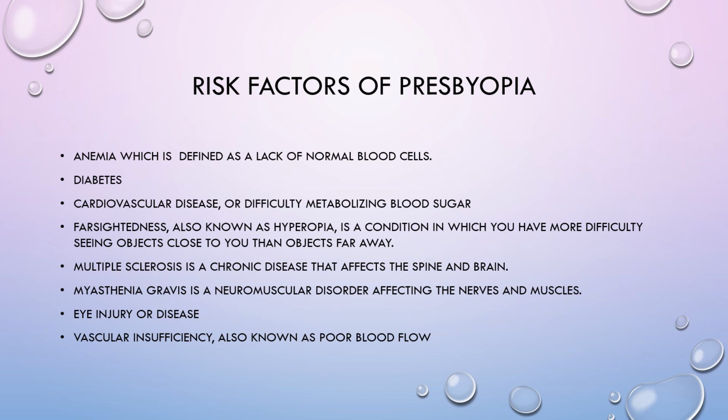We have multiple sclerosis, which is a chronic disease that affects the spine and brain. We have myasthenia gravis, which is a neuromuscular disorder affecting the nerves and muscles. We have eye injury or disease. We have vascular insufficiency, also known as poor blood flow.